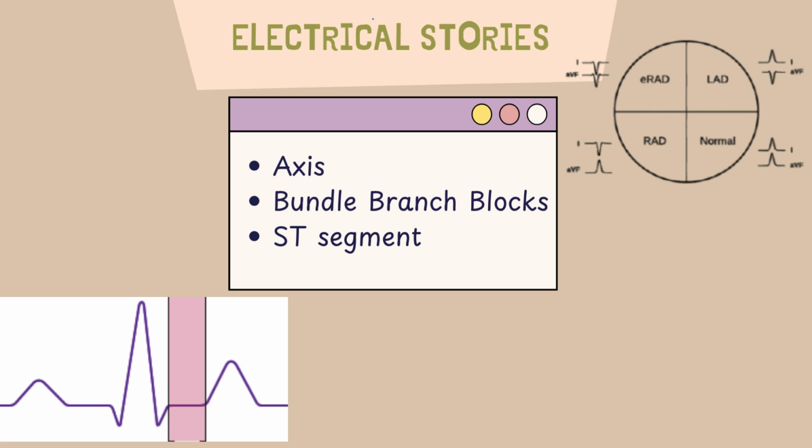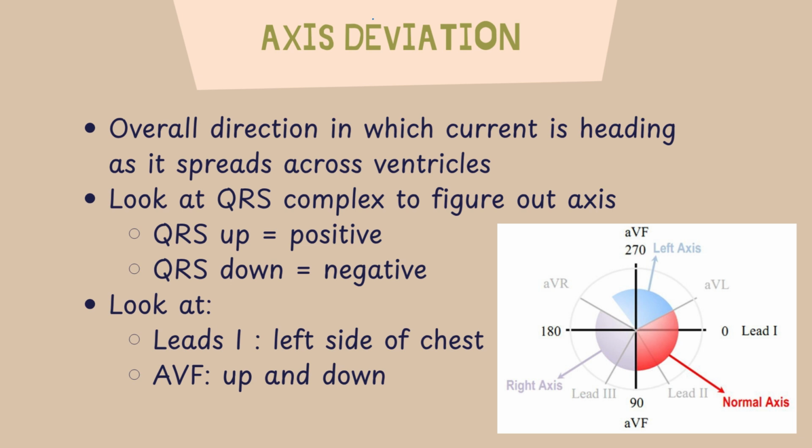and what the ST segment is telling us in between those big waves. Let's start with axis deviation, which is basically like reading a compass made of electricity. When we talk about axis on EKG, we're referring to the overall direction of ventricular depolarization, or in other words, the path that the electrical signal takes as it spreads across the ventricles.